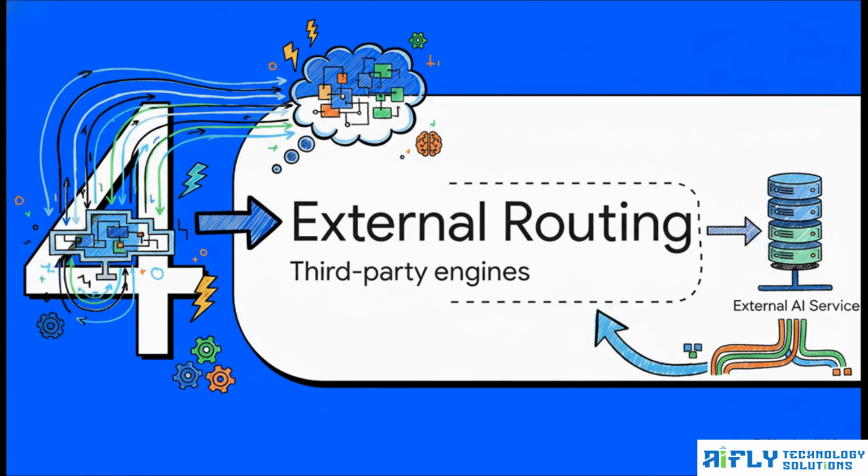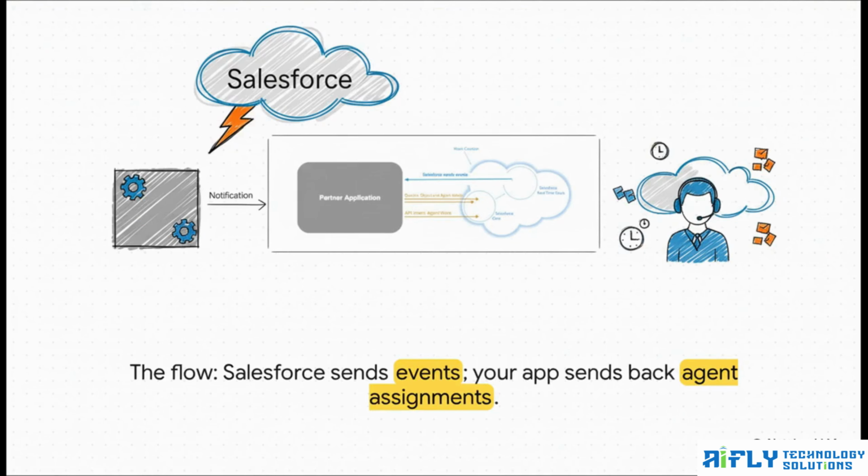Maybe you've got a third-party AI engine making decisions. Well, guess what? Omnichannel has a killer pattern for plugging those external systems right in. At a high level, it's actually beautiful in its simplicity. It's just a loop. Step 1, Salesforce sees new work come in. Step 2, it basically shouts out an event notification to your external app. Step 3, your app hears it, runs all its fancy logic, and then makes a simple API call back to Salesforce that just says, hey, give this piece of work to Agent Jane.